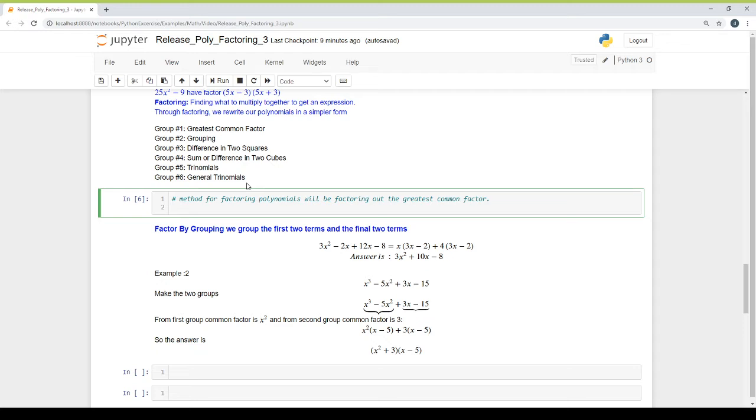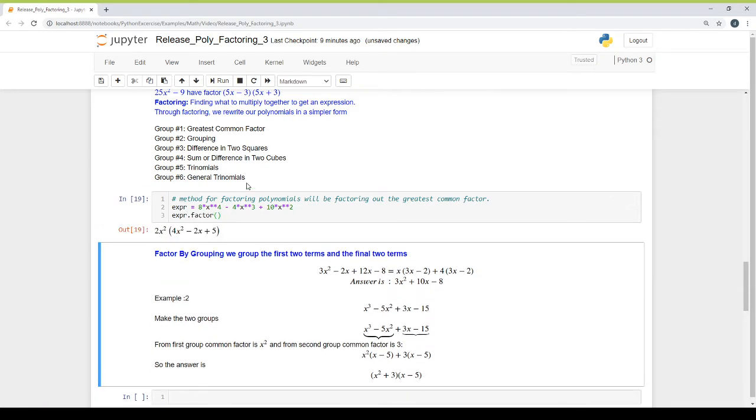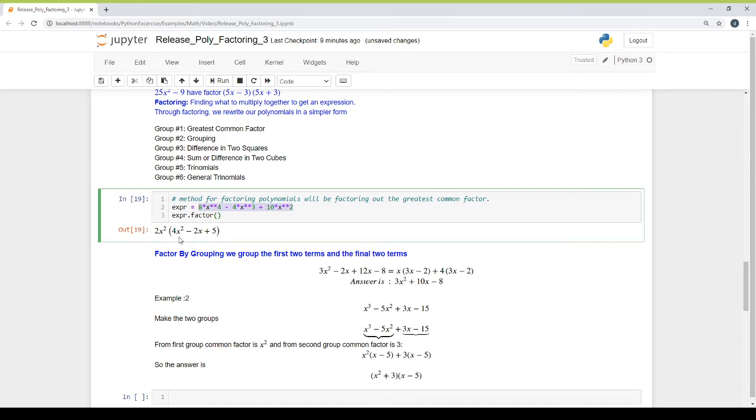You just have to call the factor method provided by the Sympy package. Let's try it. Expression is equal to 8 into x double star 4 minus 4 into x double star 3 plus 10 into x double star 2, and expr dot factor. Shift enter. So what happened here? 2x square is the greatest common factor of this polynomial. 2x square into 4x square, 8x to the 4 minus 4x cube plus 10x square. So 2x square is the greatest common factor. We are simplifying the polynomial into the lowest degree by calling the factor method.